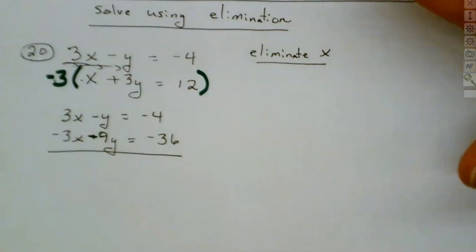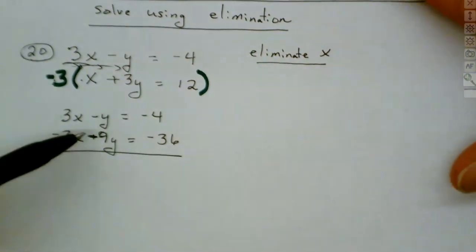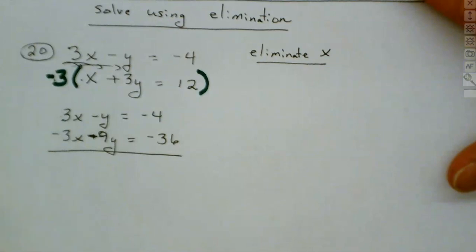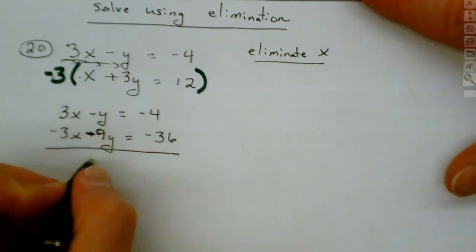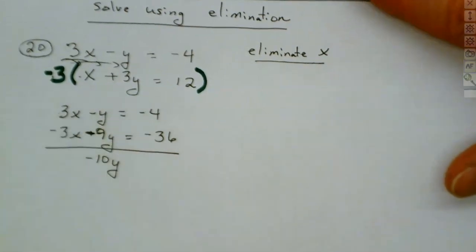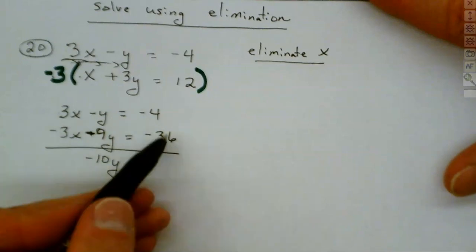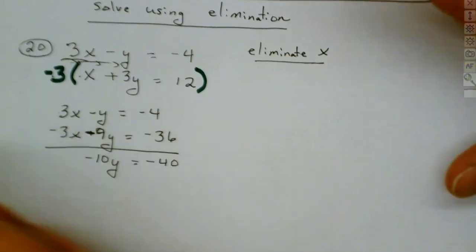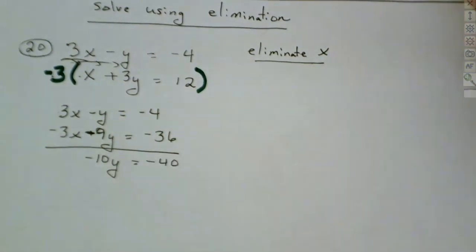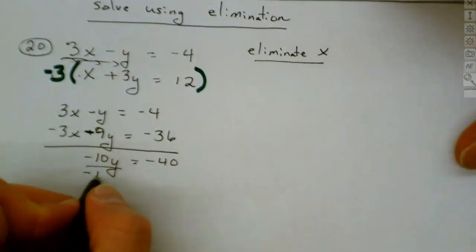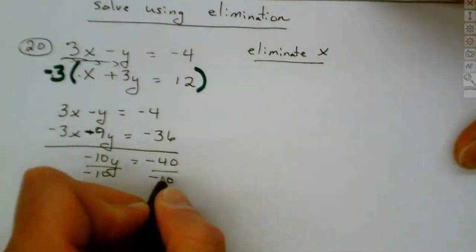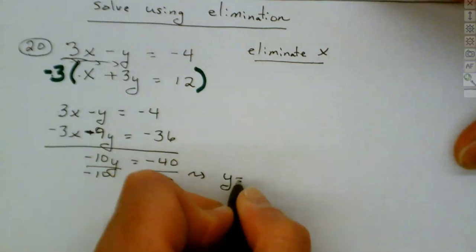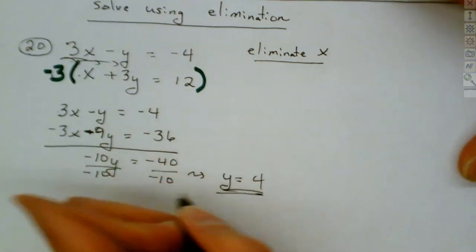Now, let's add down. The 3x's can cancel. And adding down gives you a minus 10y. Adding down, that's a minus 40. And now we can solve it. Divide by your negative 10. And so we now have y equals 4.